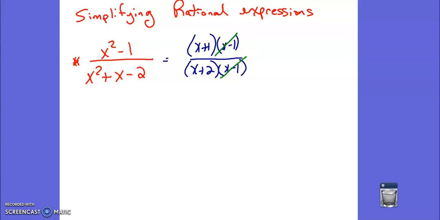And then what remains is the simplified rational expression. So our goal is to simplify it and make sure that we know what we're doing.